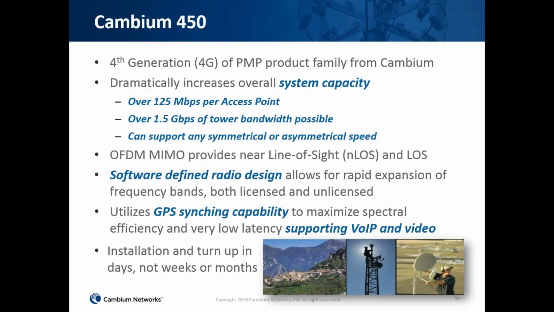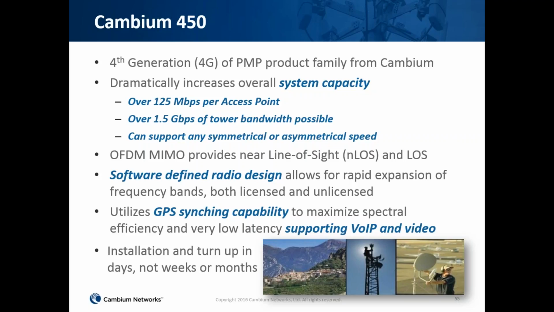The 450i product that we have provides 125 megabits of bandwidth out of a given access point. So that means in a 360-degree array, you can get multiple gigabits worth of bandwidth available. We've got some customers that are going 15, 20 miles with it. That's not the norm.